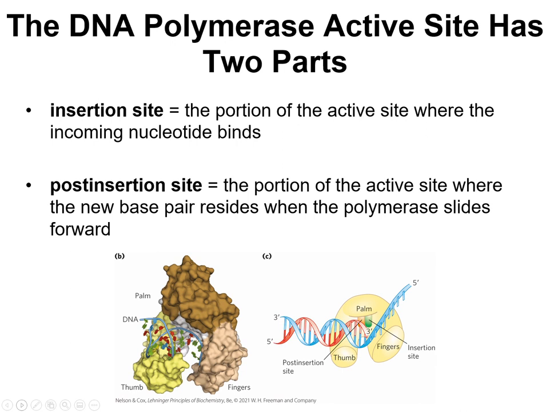The insertion site, that's the active site. So the reaction that we talked about, where the 3' hydroxyl attacks the alpha phosphorus, part of the first phosphate group on the incoming dNTP, all of that action is happening at the insertion site. The post-insertion site is the part of the active site where the new base pair is that you just formed when the polymerase slides forward. So you can see that it's almost literally like the DNA polymerase is holding on to the DNA.